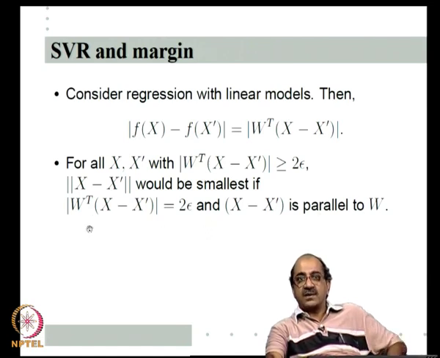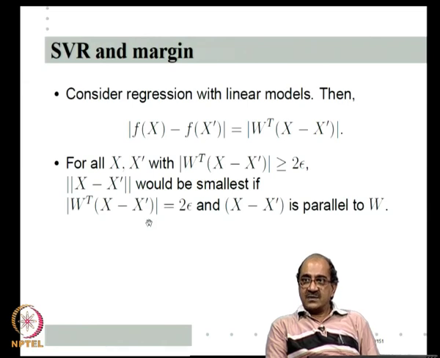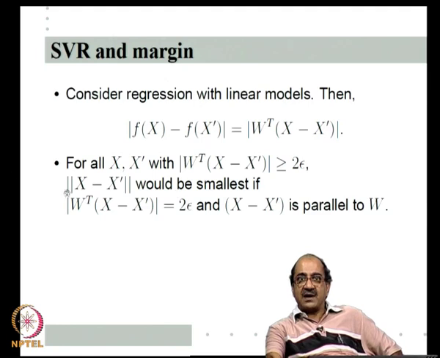parallel to w, right. Here we know this is norm w times norm x minus x prime into some factor which is less than 1. That factor becomes 1 if the two vectors are parallel. So, if the two vectors are not parallel, because that factor is less than 1, correspondingly the norm has to be larger. So, that is still 2 epsilon. So, the pair x and x prime with the smallest norm x minus x prime, which still satisfies this, is such that w transpose x minus x prime is equal to 2 epsilon and the vector x minus x prime is parallel to w.